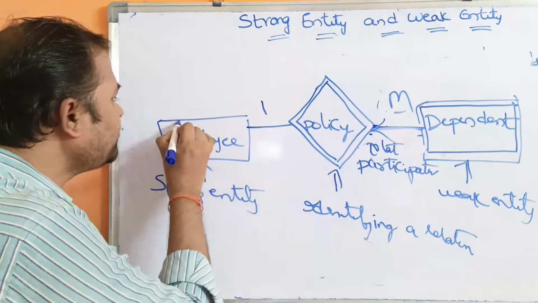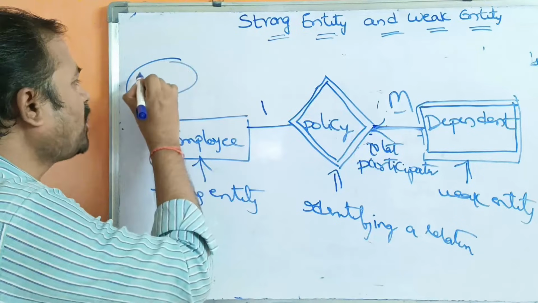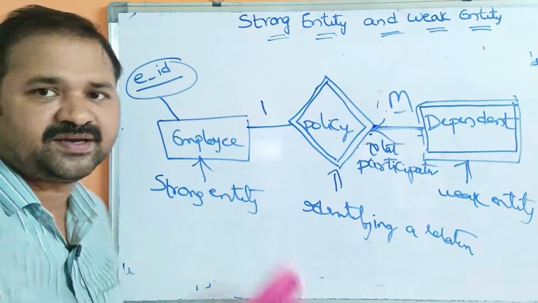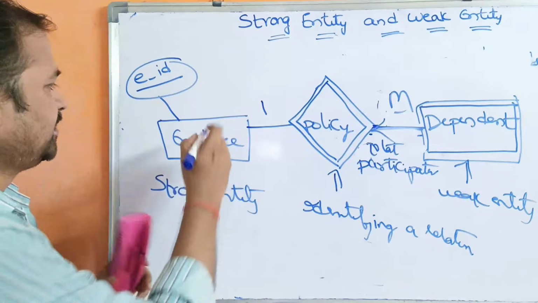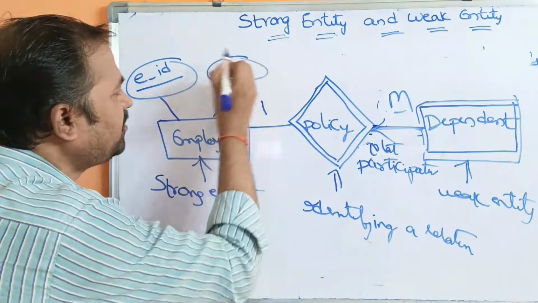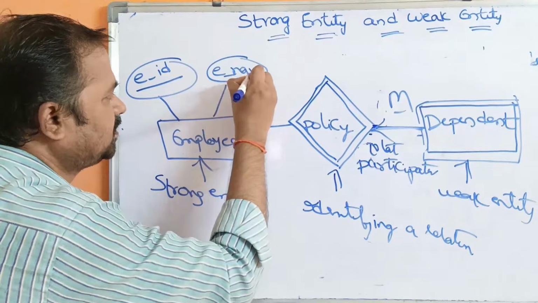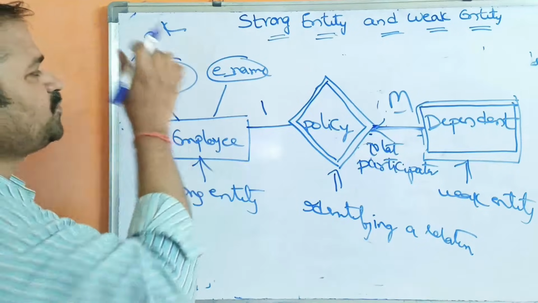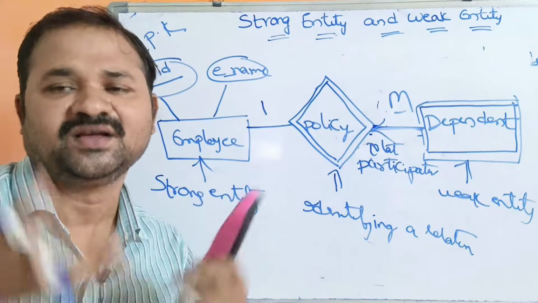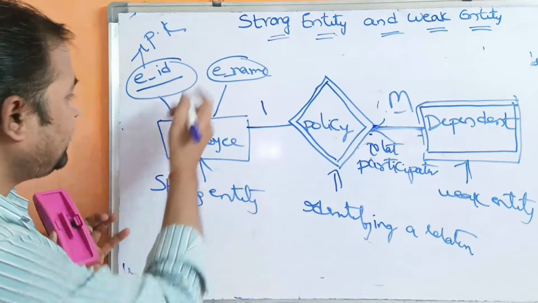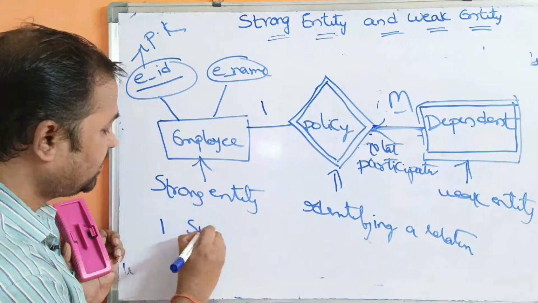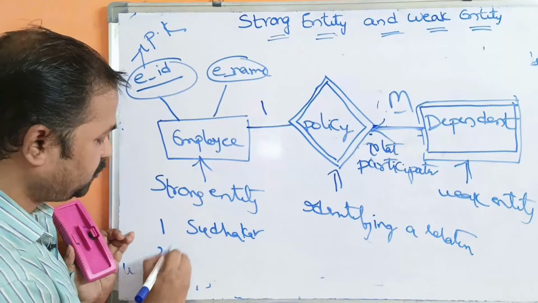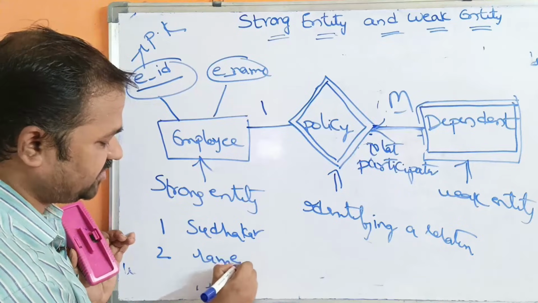Let the attributes of the employee be employee ID, which is the primary key. A primary key is represented by an underline. Let the next attribute of the employee be employee name. Here employee ID is the key field, the primary key, so by using employee ID we can uniquely identify that row. Let the employee information be like this: employee ID is 1, employee name is Sudhakar. Next, employee ID 2, employee name Ramesh.